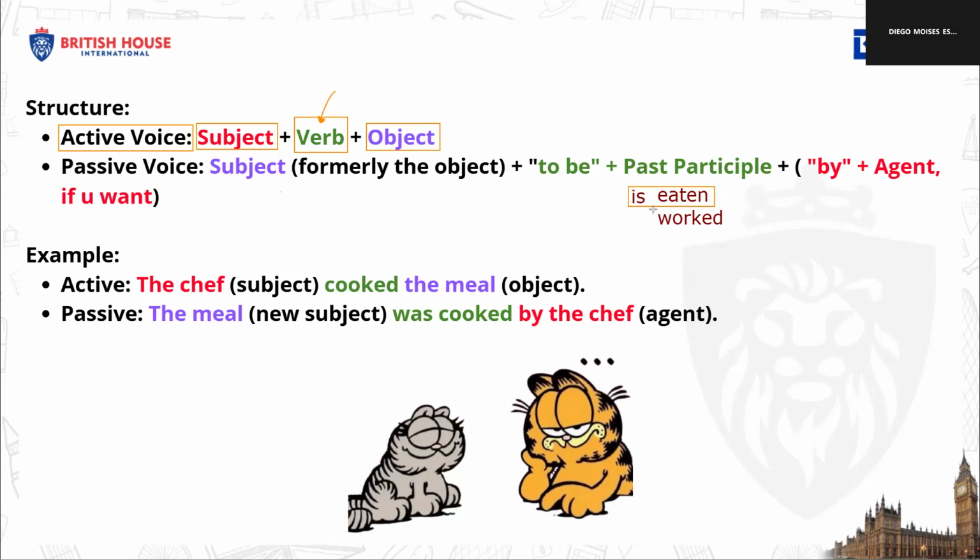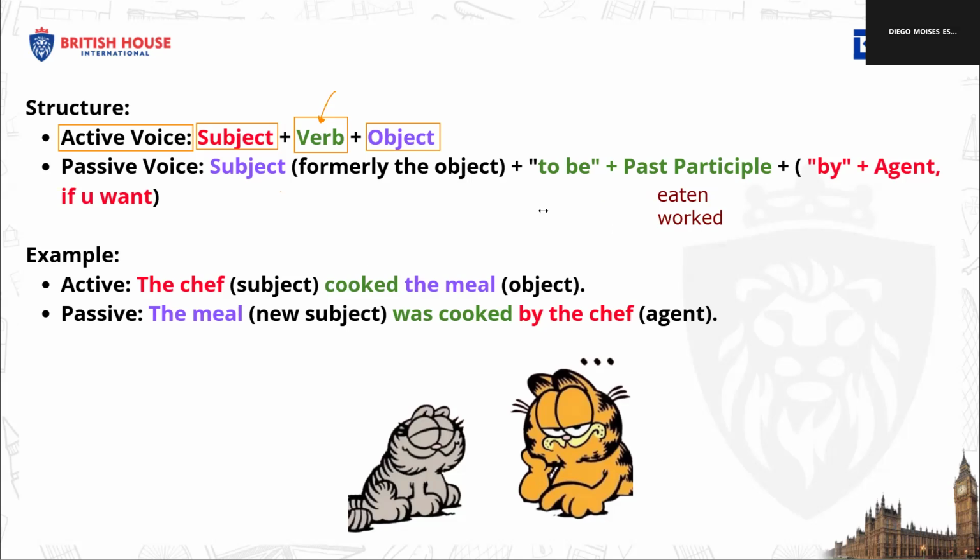So if you see was eaten, well, this is past simple passive voice, right? Everything depends on your verb to be. Todo depende del verbo to be. En la forma en la que la encuentres, te da el tiempo, ¿ok? El tiempo en el que estás hablando. So is, am, are: present simple passive voice, right? Was, were: past simple passive voice.